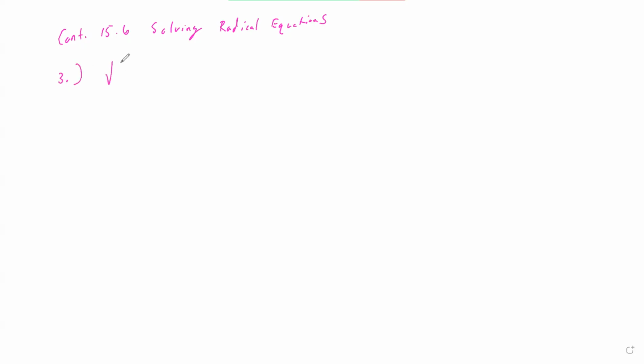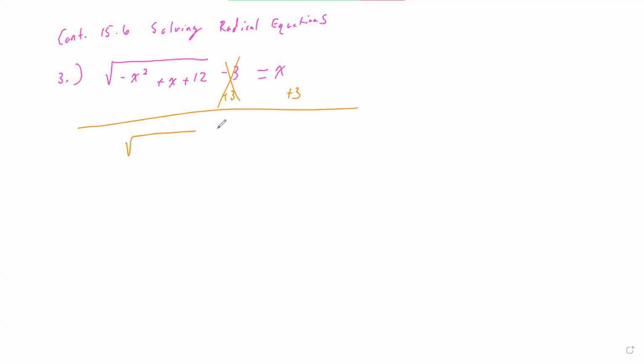So you might have equations that look like this. Negative x squared plus x plus 12 minus 3 equals x. So if you recall, the first task you have to do is isolate the radical. So I'm going to add 3 on both sides. So I'm left with the square root of negative x squared plus x plus 12 equals x plus 3. The first two we did was already isolated, so if it's not, you do need to isolate it. Then I can now square both sides.